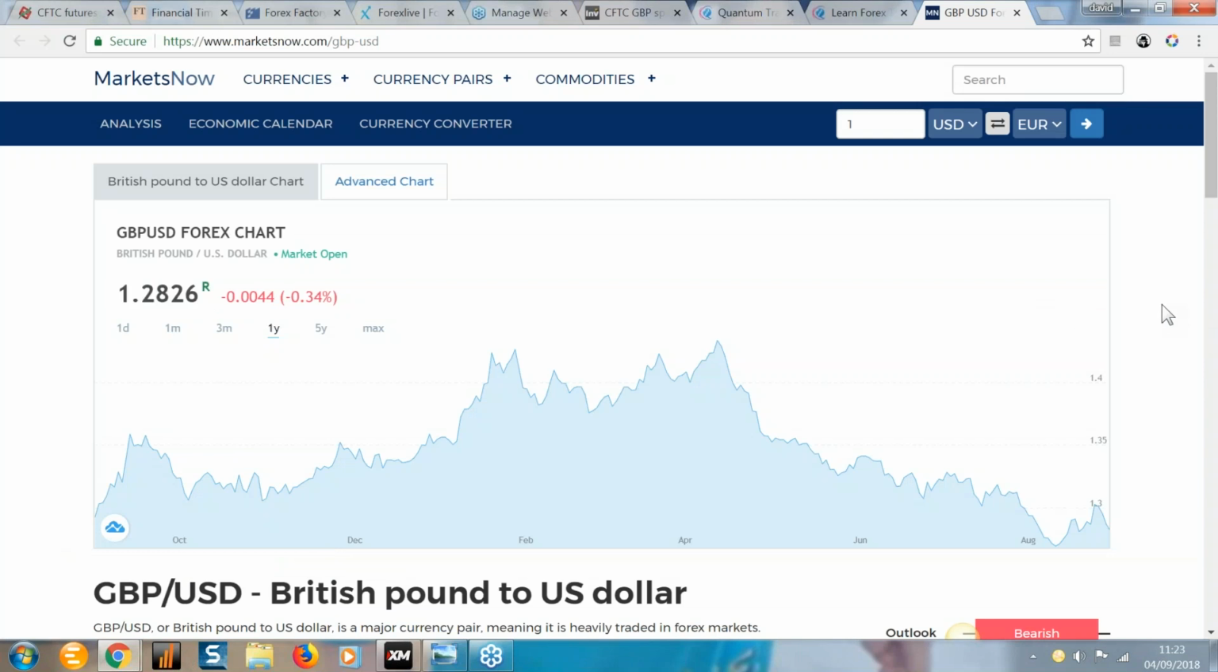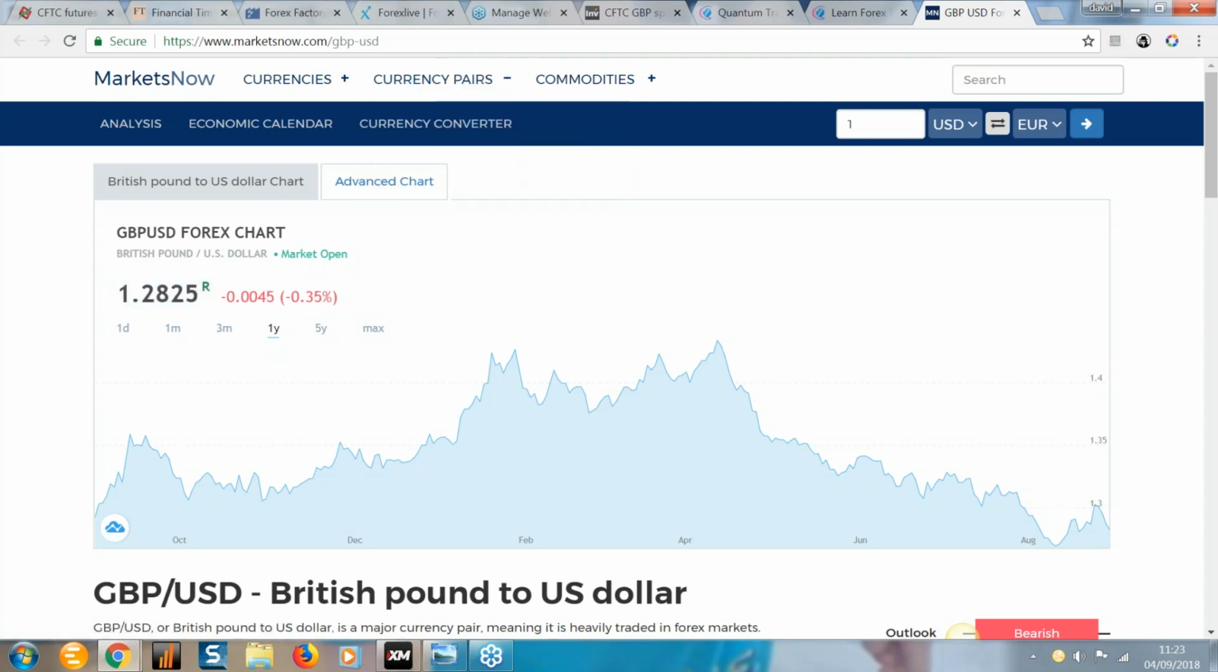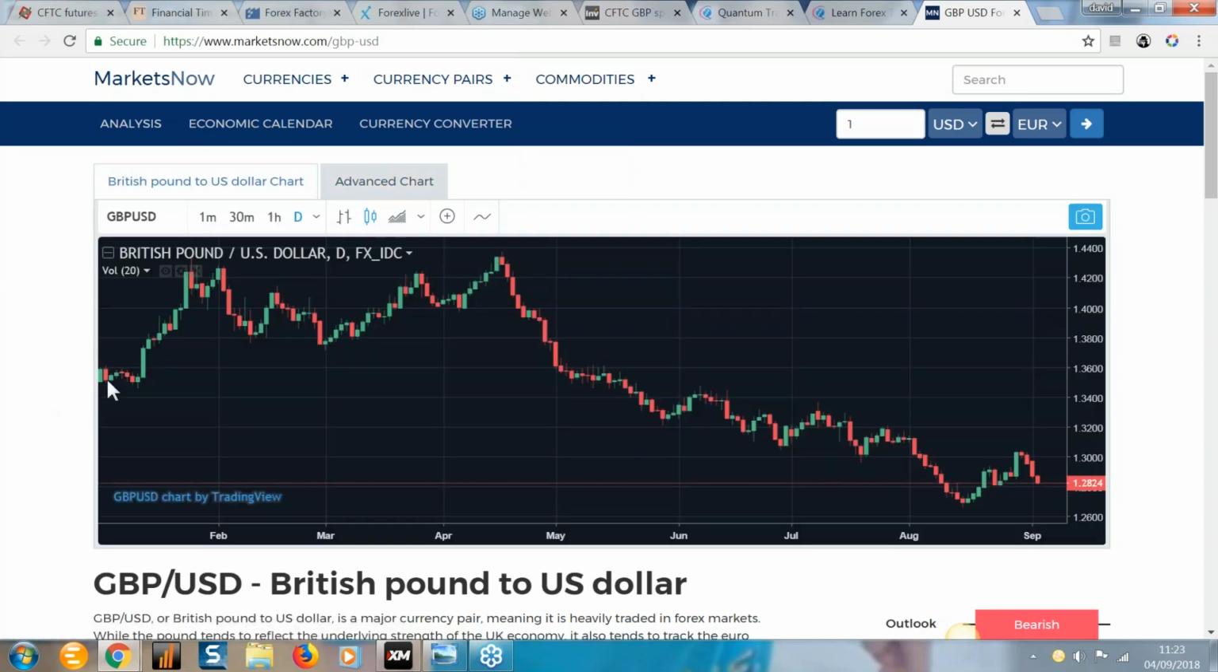And this was the site that I mentioned. It's called Markets Now. I actually came across this when I was looking for some information on the COT data, the CFTC data. It also has that as well. But what I stumbled on quite by accident is that it's got individual currencies and then the currency pairs, and you can click on them and you get a chart, the advanced chart, with candlesticks.